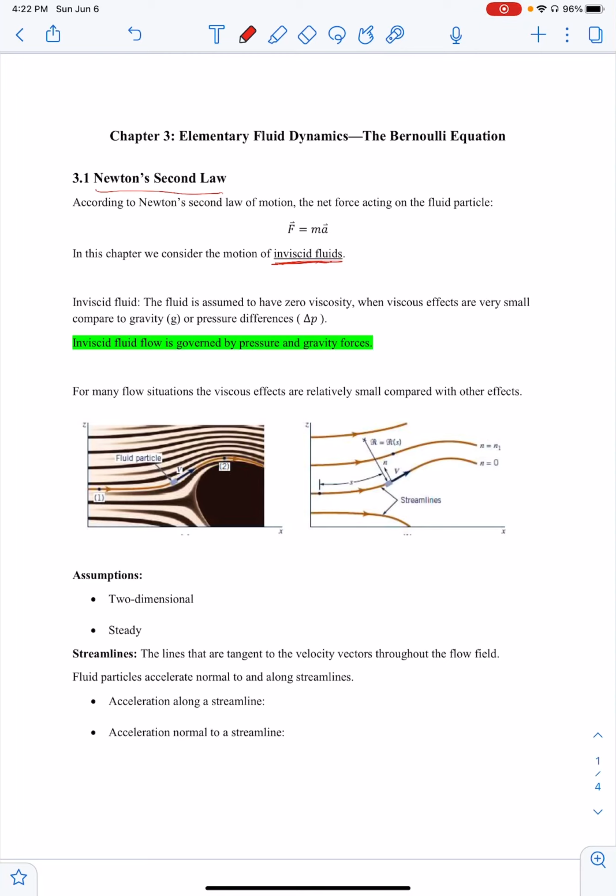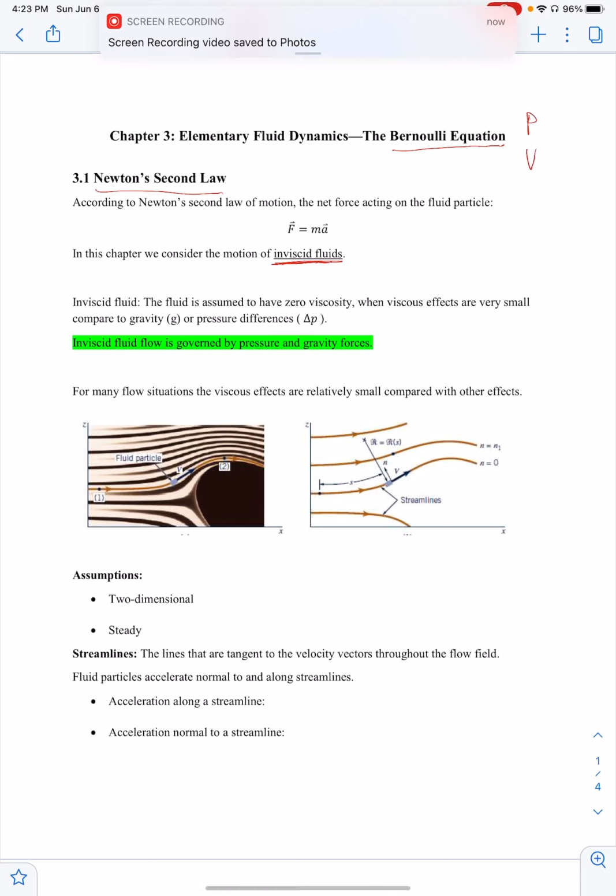Hello, today we are going to start a new model, the Bernoulli's equation. So our goal with the Bernoulli's equation is to get a model that we can use to predict the behavior of a fluid in such a way that, given some pressures, velocities, and heights, we can calculate the other pressures, velocities, and heights in the fluid.